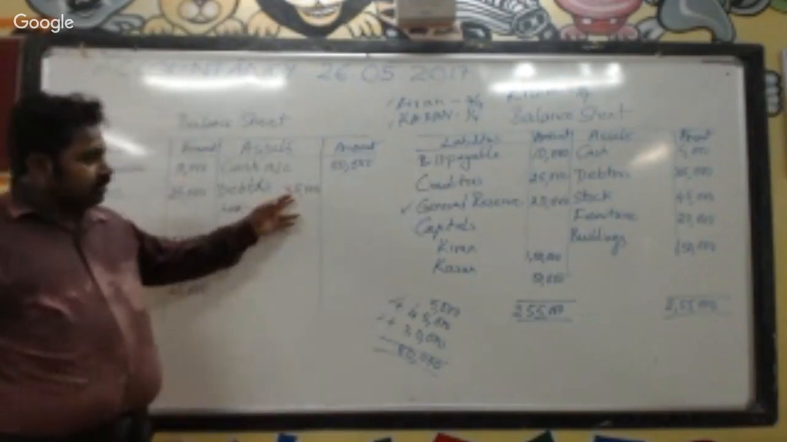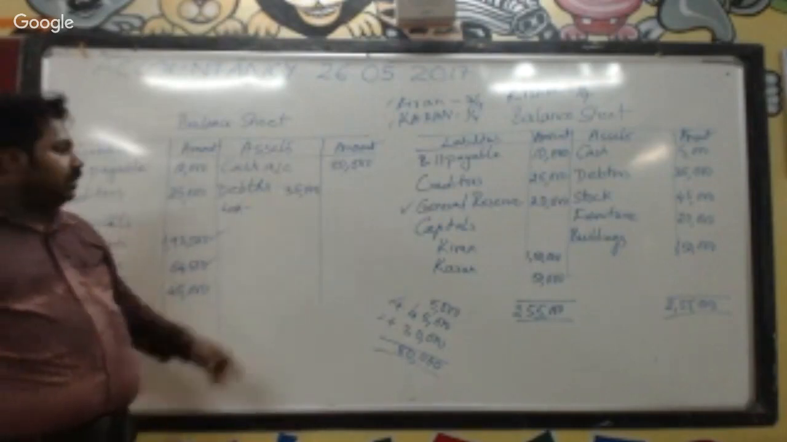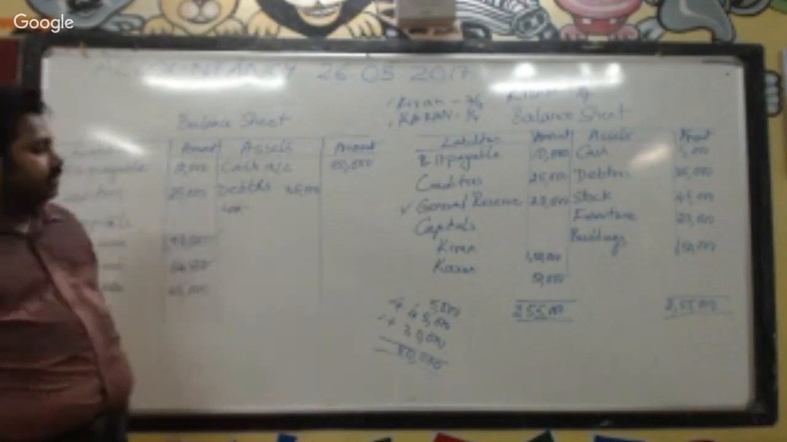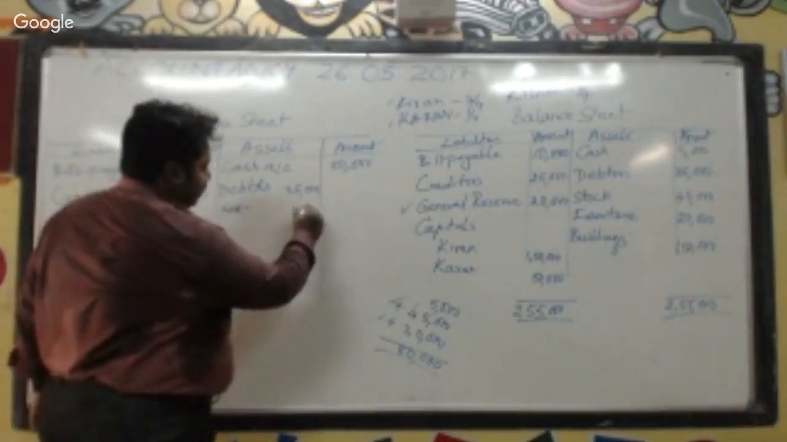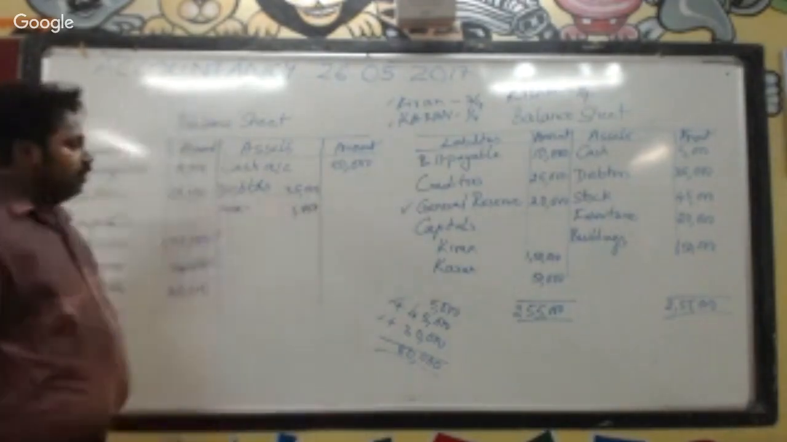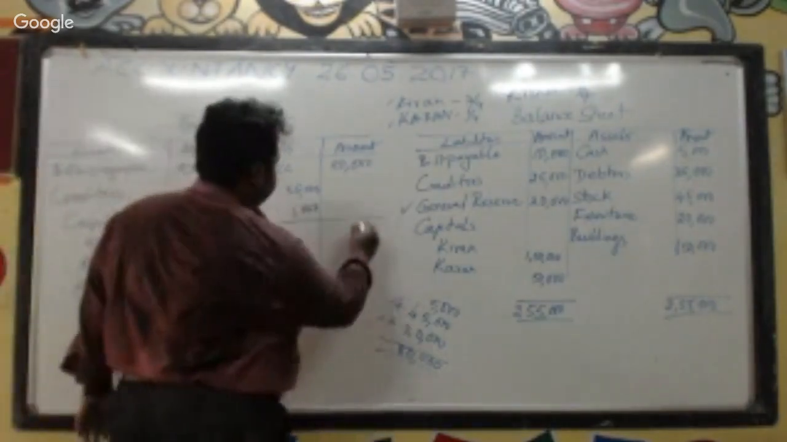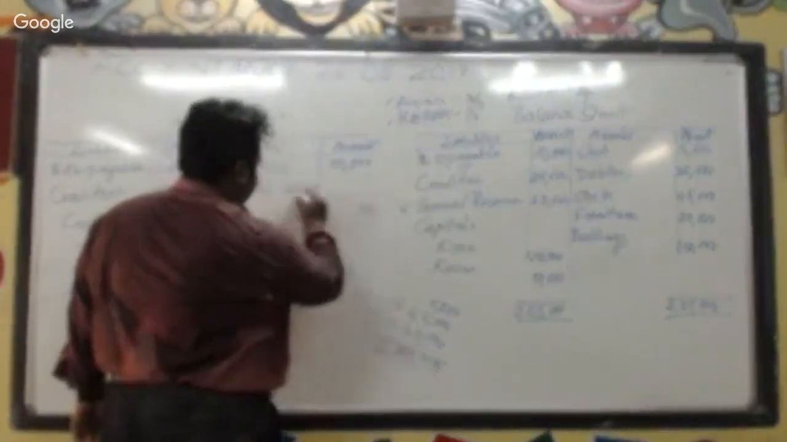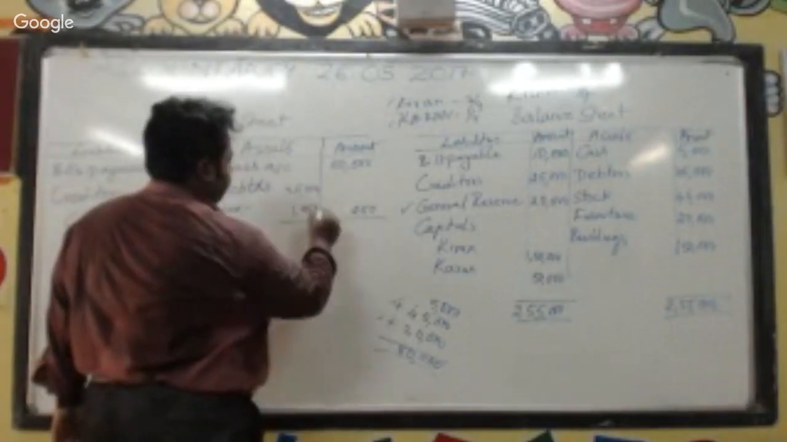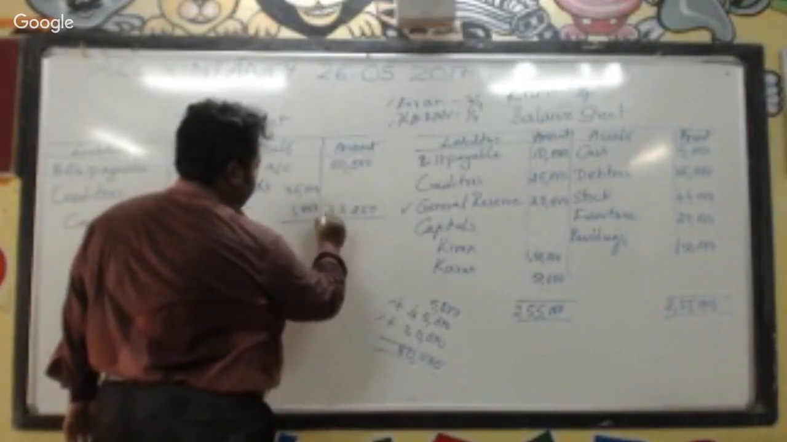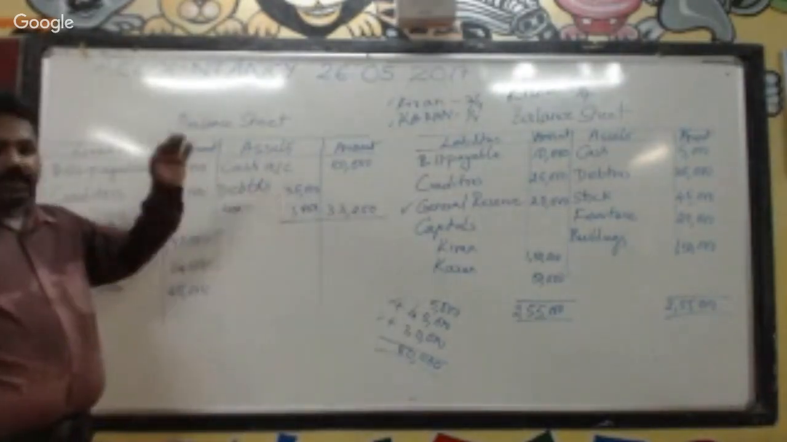But out of this, he has given 5% bad debts. In the question, he has given 5% bad debts. If you take 5% of 35,000, that is 1,750. If you subtract 1,750 from this 35,000, how much are you going to get? $33,250.